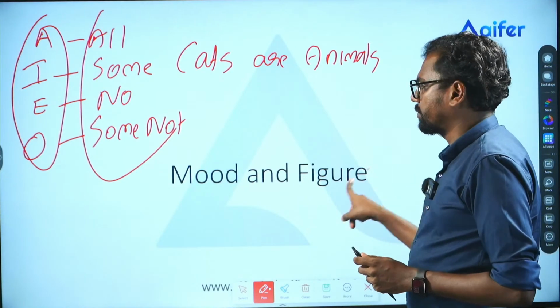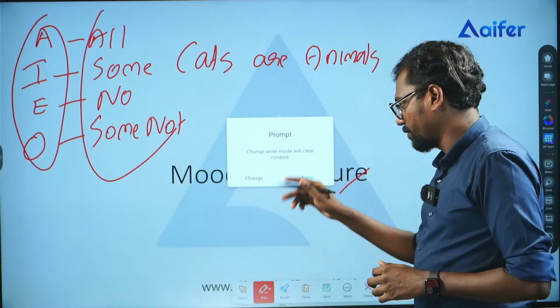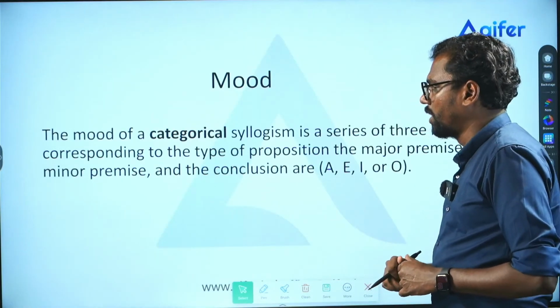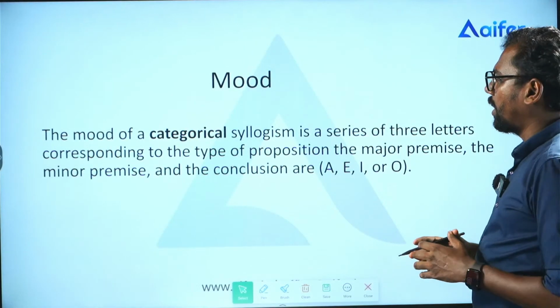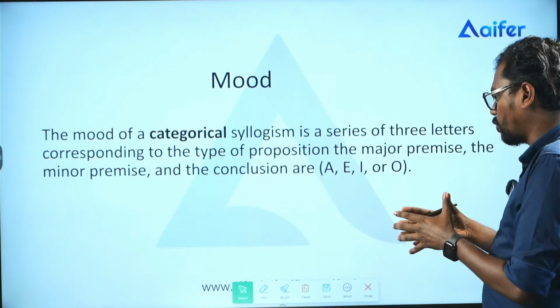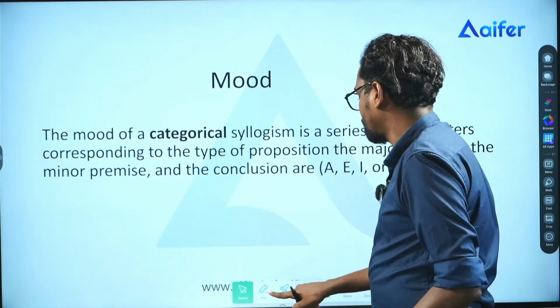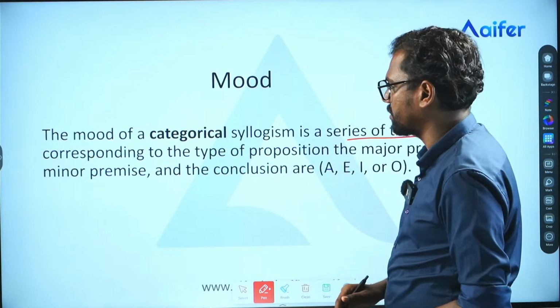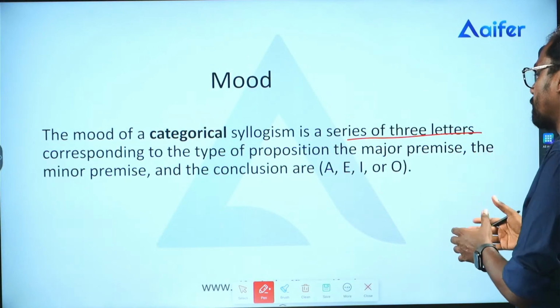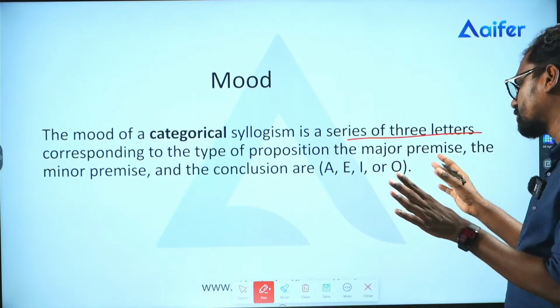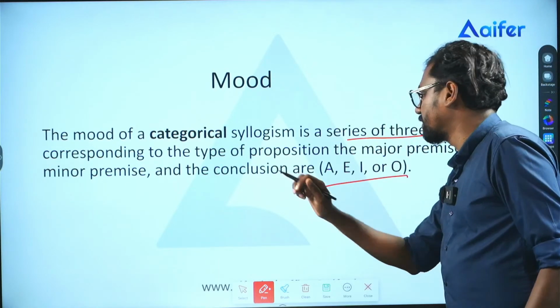Then coming to the concept, not the question. We have the mood. I told you the mood of a categorical syllogism is a series of 3 letters corresponding to the type of proposition. The major premise, the minor premise, don't care about that. It's a series of 3 letters.